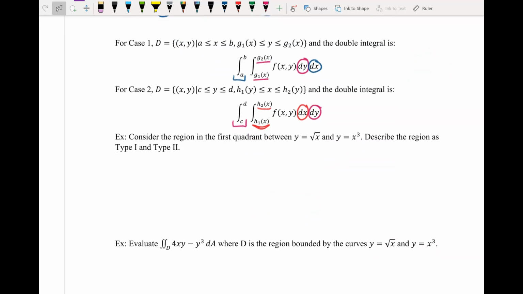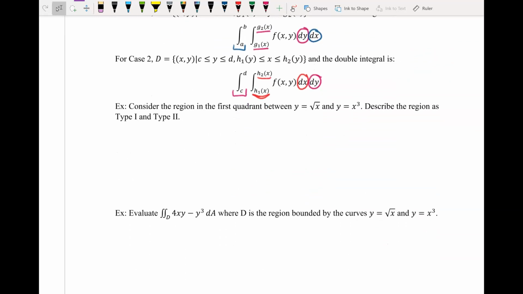So let's go ahead and do an example. Let's consider the region in the first quadrant between y equals square root of x and y equals x cubed, and describe the region as both a type 1 and type 2. All right, so let's take a look at these two graphs. So I'm going to look at y equals square root of x and y equals x cubed. All right, so that's going to look like the following.